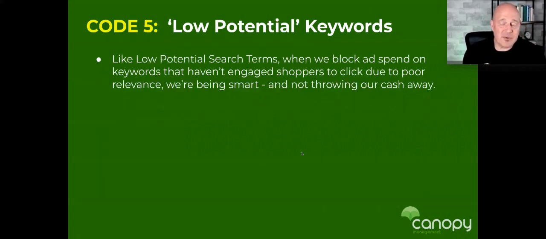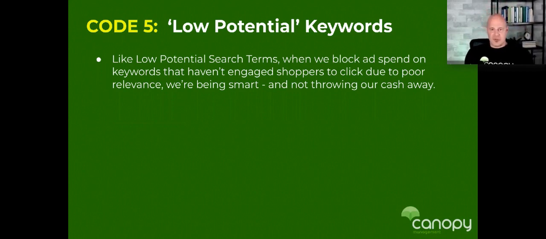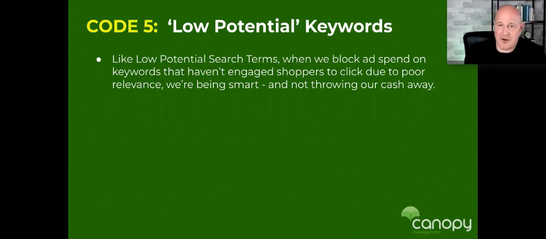Same thing happens with low potential keywords. If you see something with a very low click-through rate, below 0.2%, like even a 0.05% I've seen, where you get several hundred impressions, let's say 500 or 600 impressions on a keyword, and yet that entire keyword maybe only gets 1 click. Again, that's similar to what I was talking about before as far as the search term.